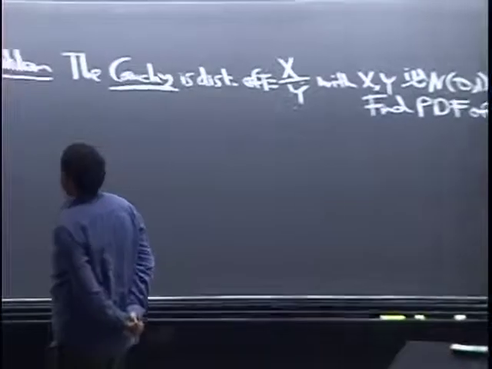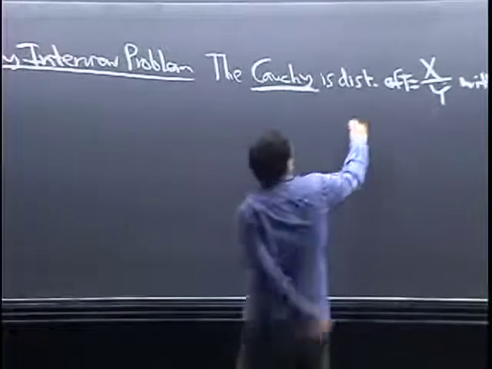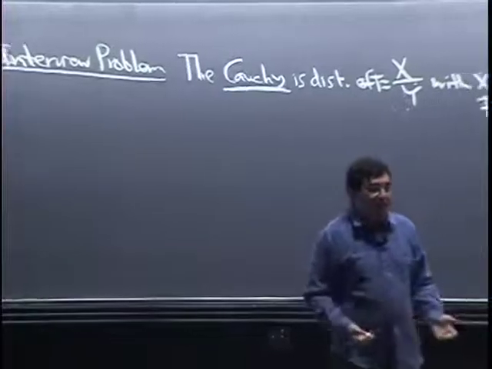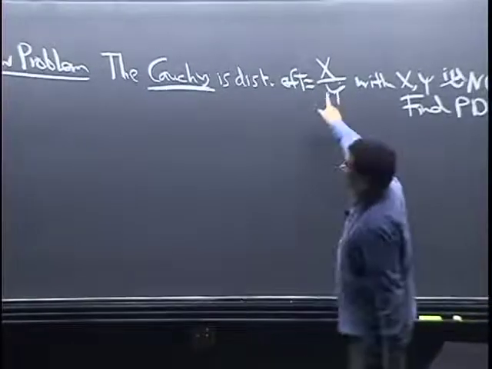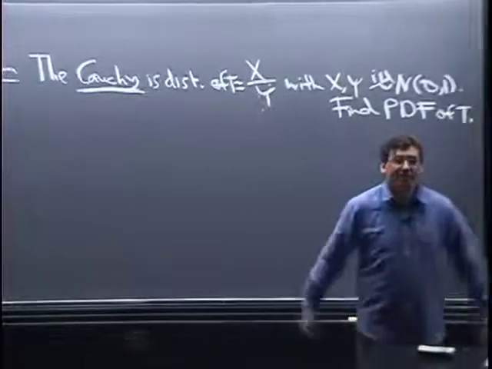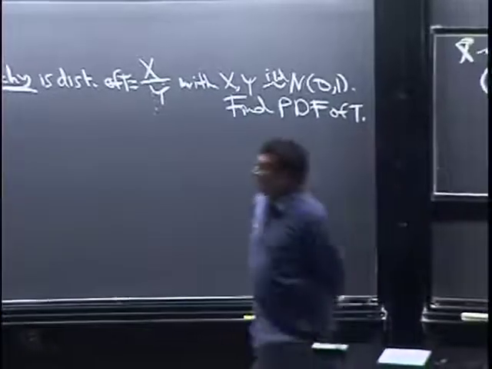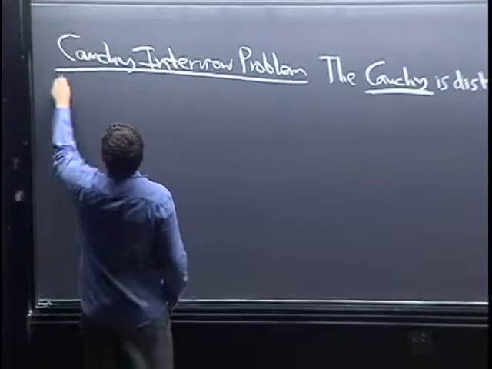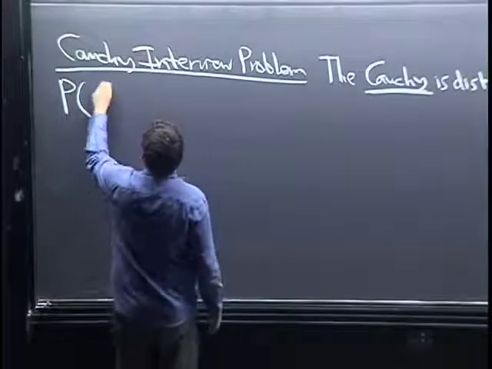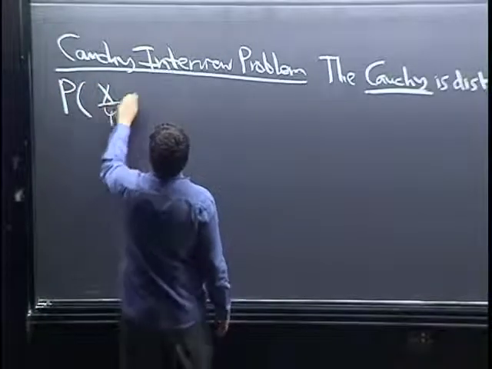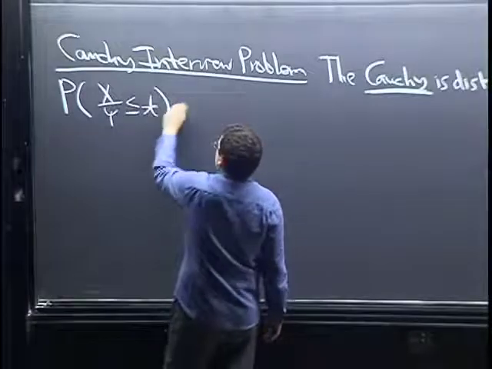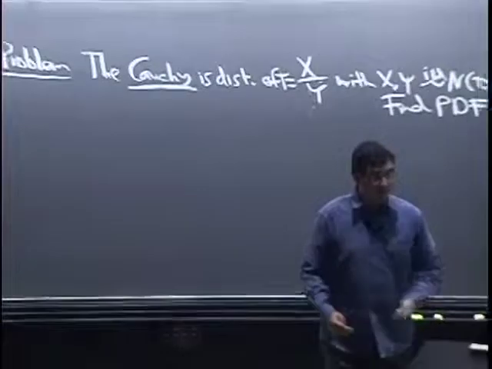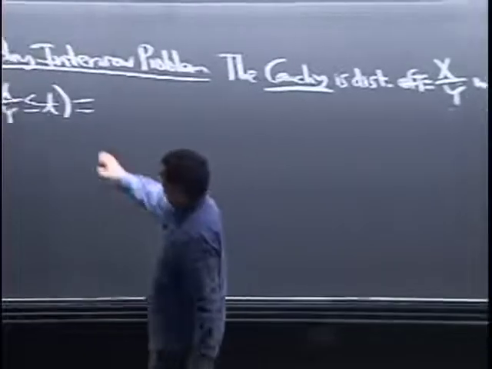Also for the CDF, we could use the law of total probability, but let's just directly write down a double integral, because we have an x and a y, and see if we can do it. Okay, so let's find the CDF. The probability that x over y is less than or equal to some number t, that's what we need for the CDF.